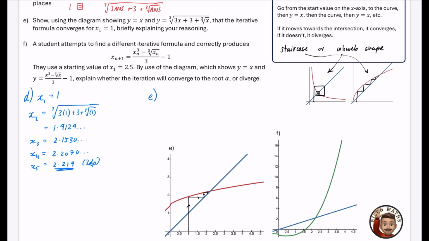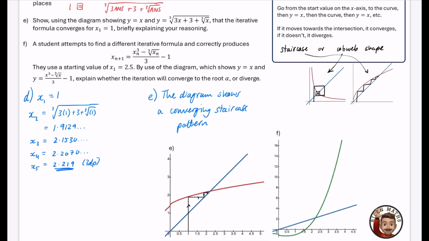So the diagram shows a converging staircase pattern. I don't know if they've ever said what the difference is between the staircase and the cobweb, but I would definitely describe this as a converging staircase pattern because it is going into the root. If it were going away from the root, it would be completely different.